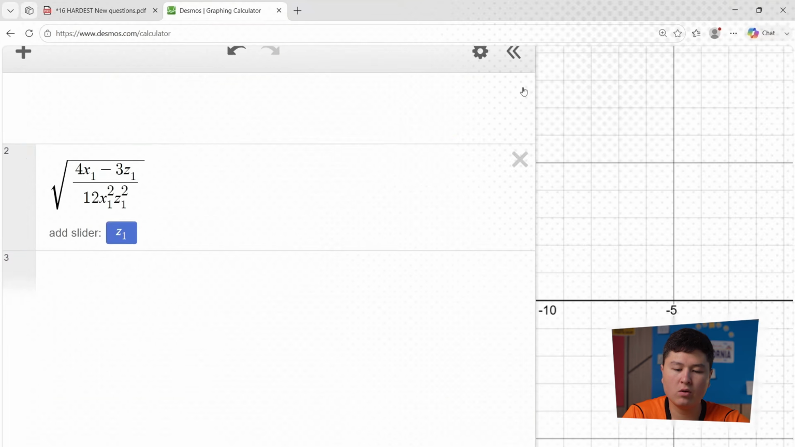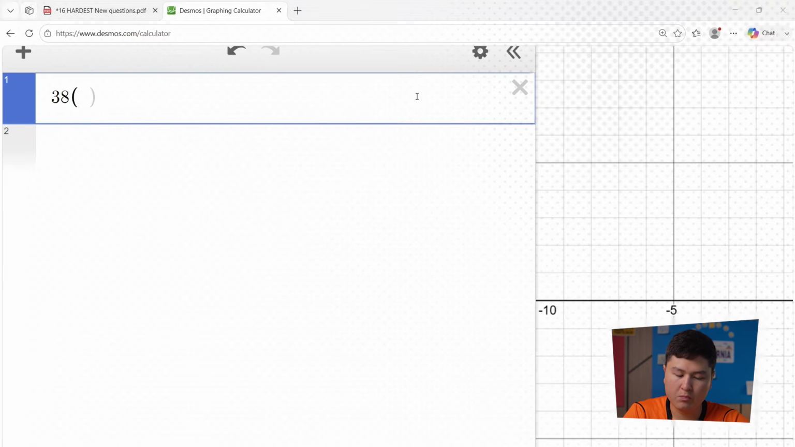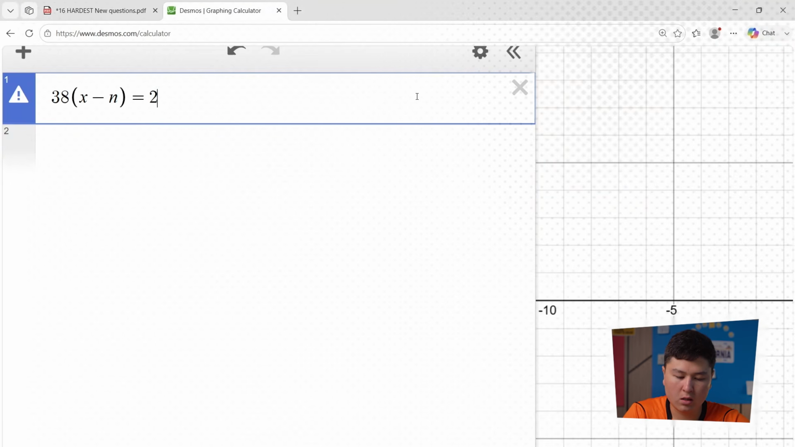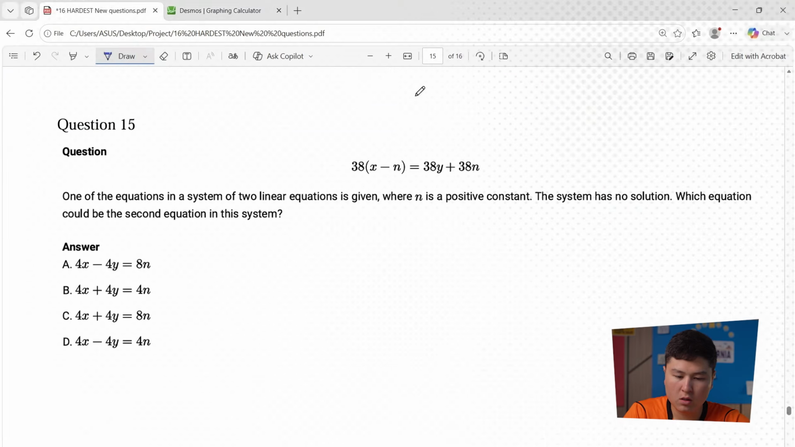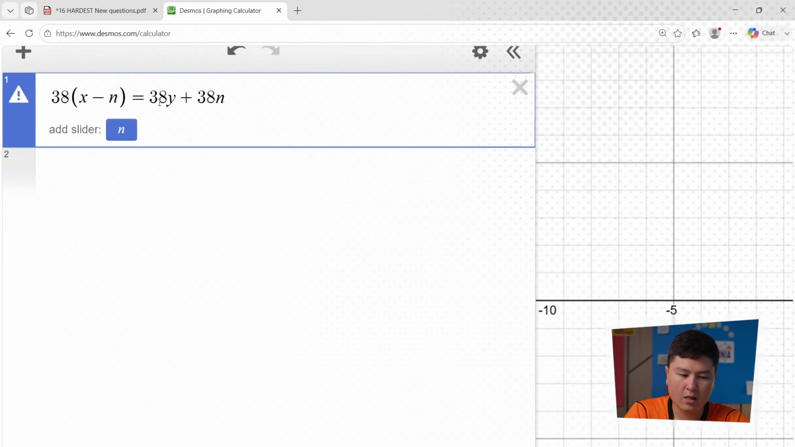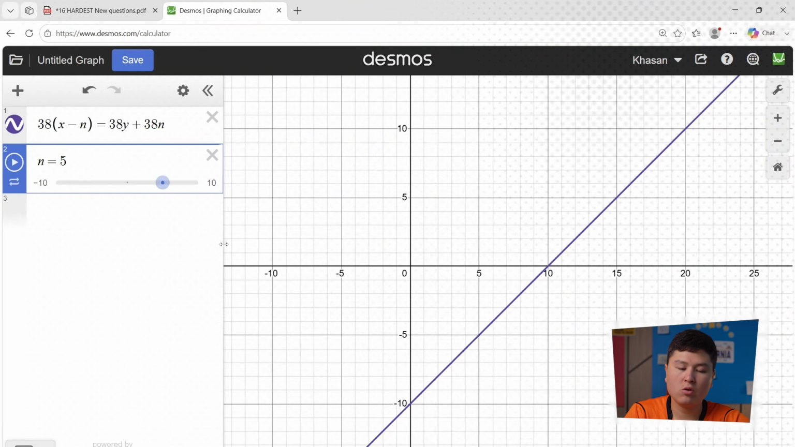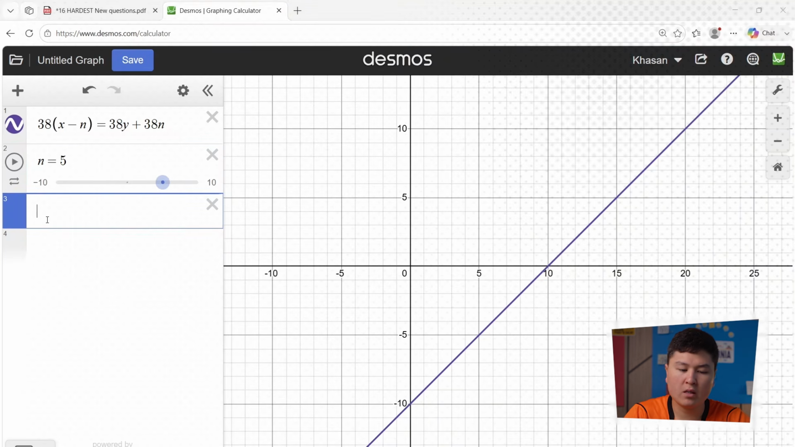So we just write the first equation, which is x minus n equals 38y plus 38n, and just add a slider for n. For example, I'm saying it's equal to 5. And then you have the graph, and to have no solution, we know that the lines must be parallel, right? When the lines are parallel, you're not going to have a solution. So then just write down each of the following options to see which one is parallel.